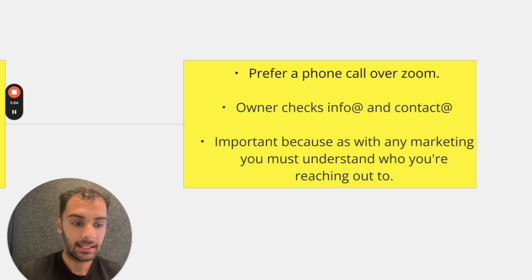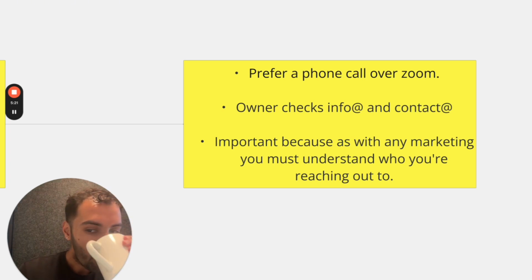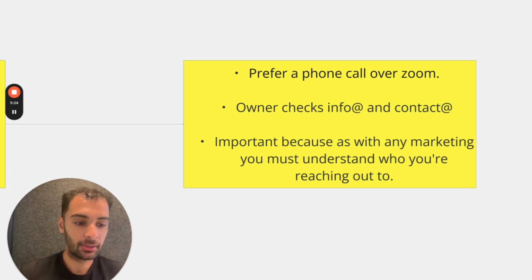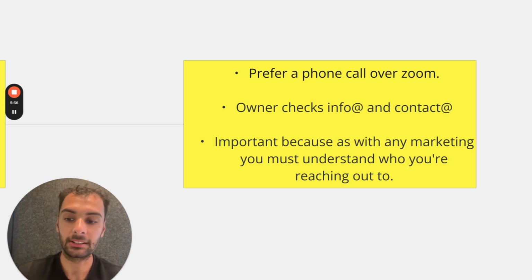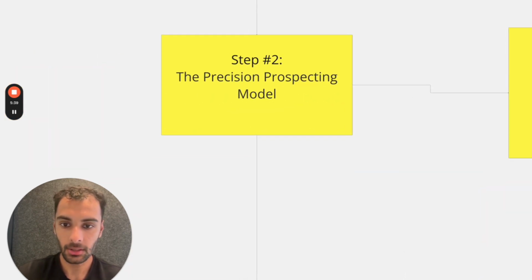Second thing is, for these small businesses, the owner is going to check the info at and contact at emails. Contrary to popular belief, I know if you've watched our channels in the past, I told you not to email these info at or contact at emails. But the owner will actually check these emails for you. So when you email these accounts, it's actually valid, and the owners will check it. And again, it's very important because with any market, you must understand exactly who you're reaching out to. So that's step number one.